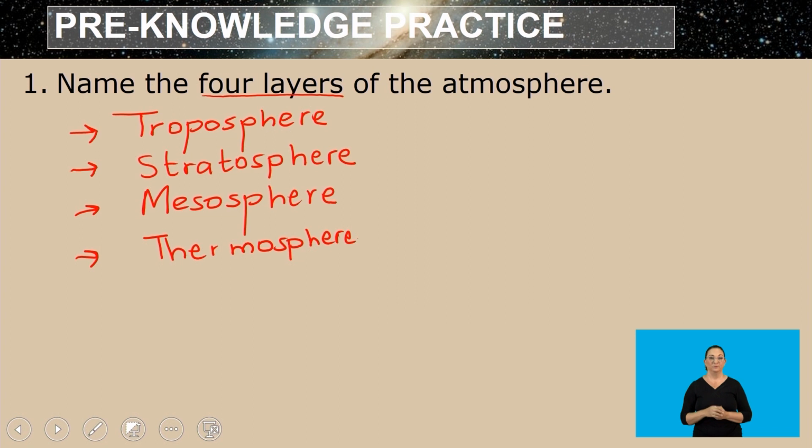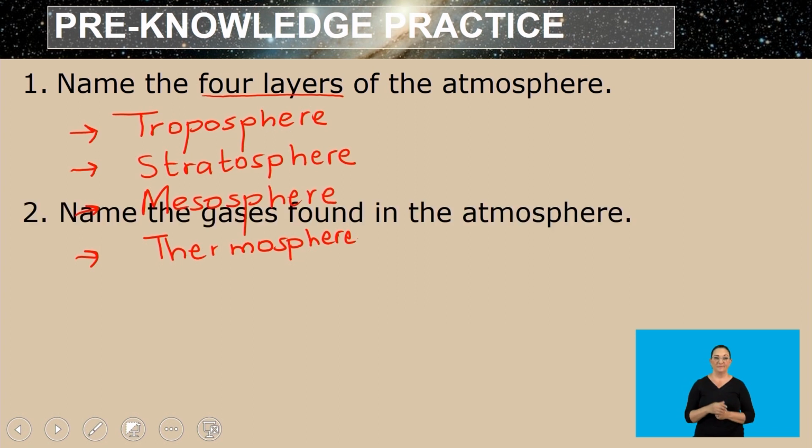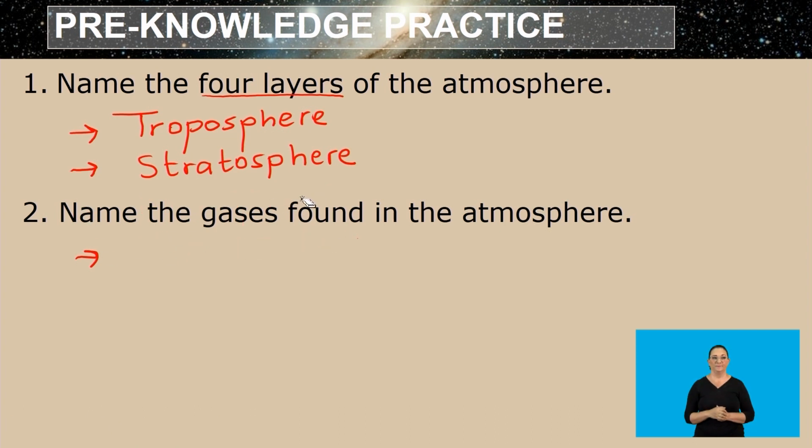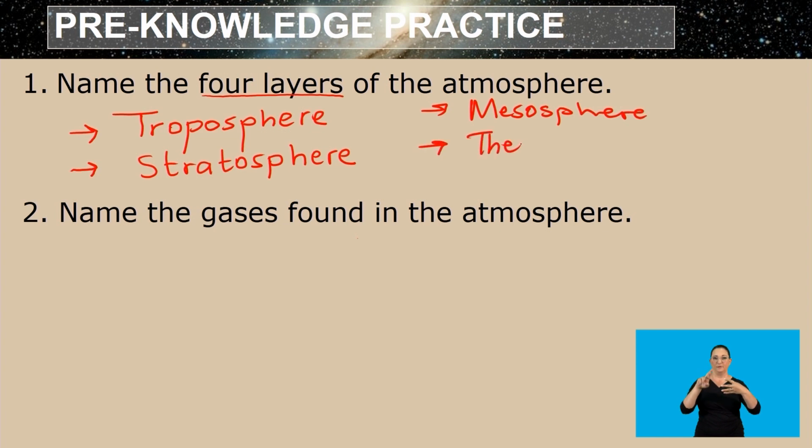Now, let's look at the next question, which is question 2. Oops. Let me quickly erase that so that you can be able to see my question. I'll write it on the side. We said we also have the mesosphere here. And then we said we also have the thermosphere. Okay, now let's look at question 2. It says, name the gases found in the atmosphere.